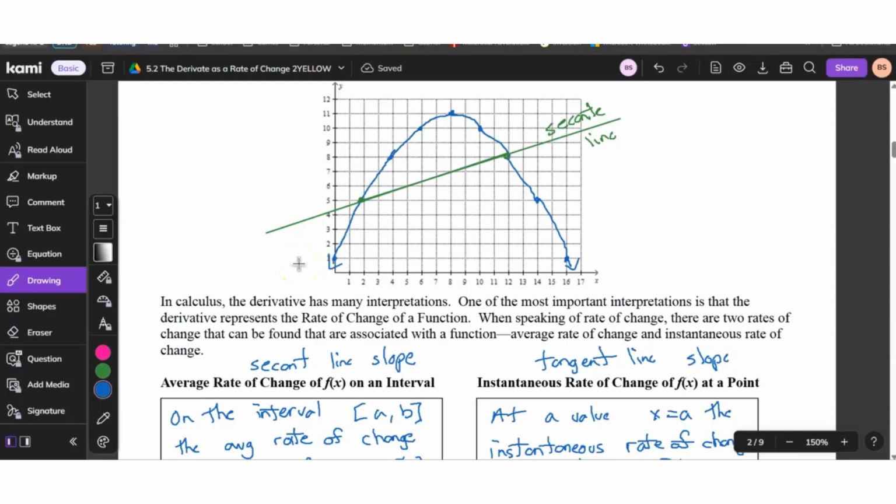At 4, I'm going to need something that looks like that. And at 6, something that looks like that, right? Those would be my 2 tangent lines. Which one of those tangent lines is steeper? 4. Does that mean that that one's going to be bigger or smaller? Bigger, right? Steeper means bigger, exactly.